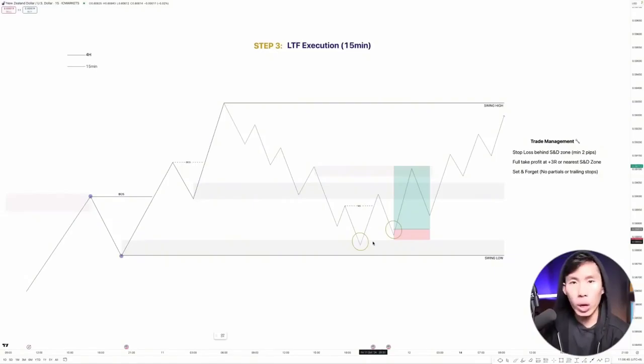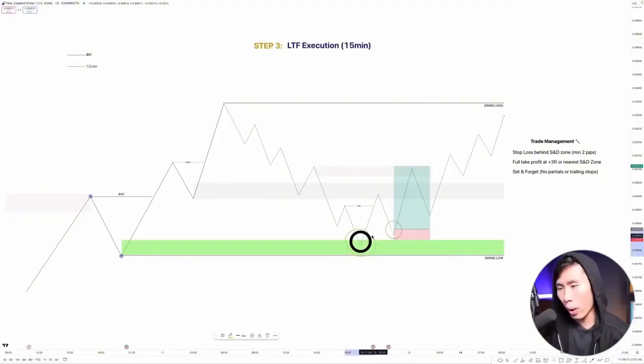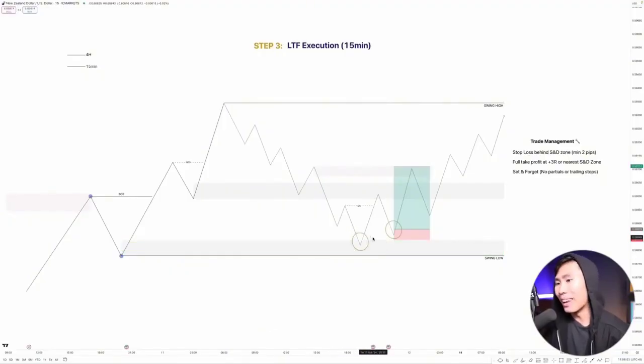So now that you have understood our entry model, you will know that after price has mitigated our 4-hour demand zone, that is when we want to look for our entry model right here. But let's say for some reason you miss out on this entry opportunity right here. What do you do next? You keep calm and collected, and you wait for the next trading opportunity.